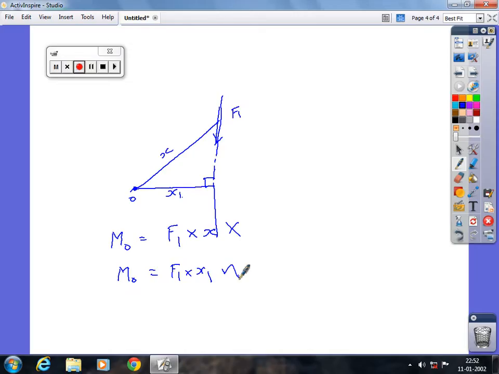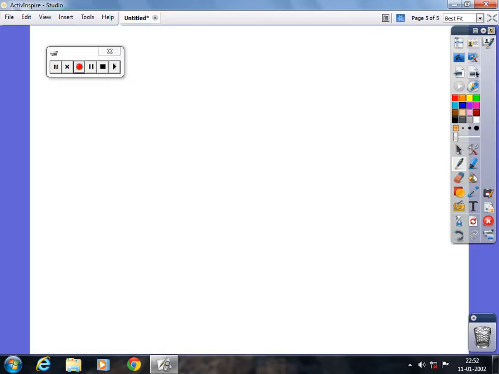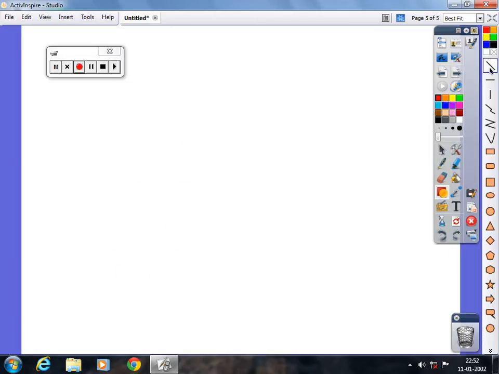For the parallel force system shown in the diagram, determine the magnitude, direction, and location of the resultant force. And you can just make a copy of the sketch.